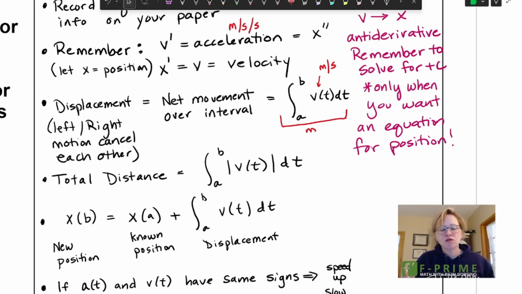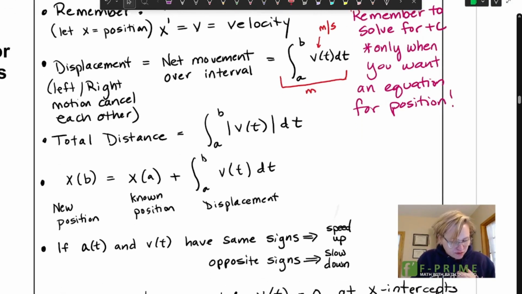So on a non-calculator question, you might have to figure out where the velocity is 0, and then any negative values, you might have to set up more than one integral. Find the integral and the displacement or the distance traveled over any positive velocity spaces. And then any negative velocity spaces, you would take that integral and then take the absolute value of that. And then you can combine all those little sub-displacements, so to speak.